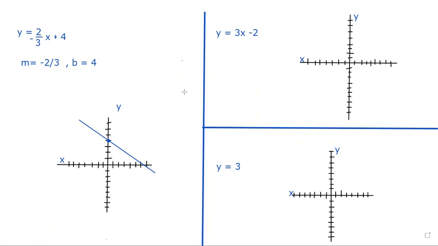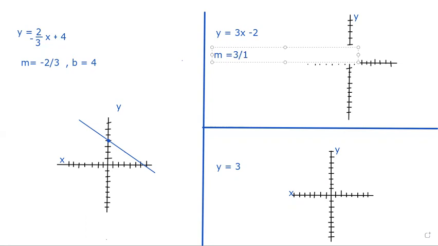Okay, let's look at this next one. We have y is equal to 3x minus 2. The first thing we should do is examine it. y equals 3x minus 2, our slope. Our slope is going to be 3. But remember, how do we write 3 as a fraction? That is 3 over 1.